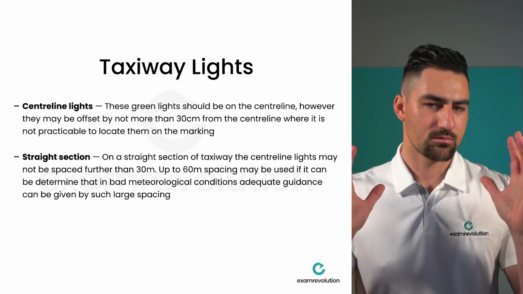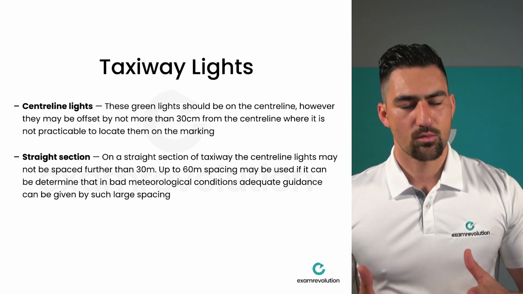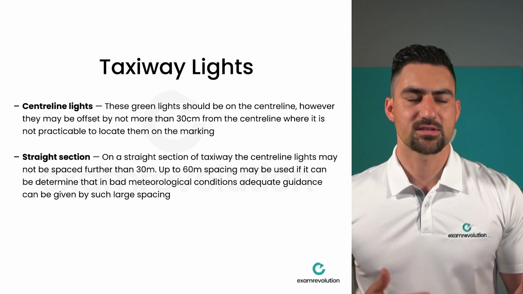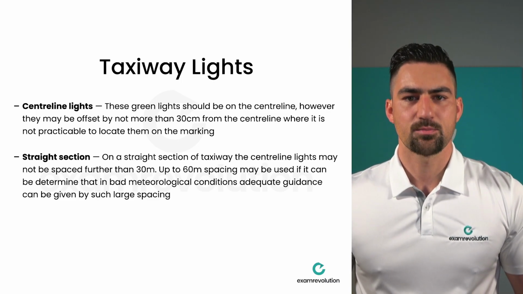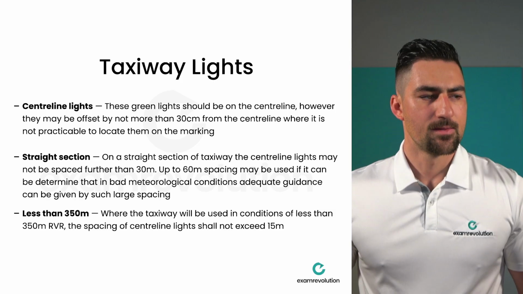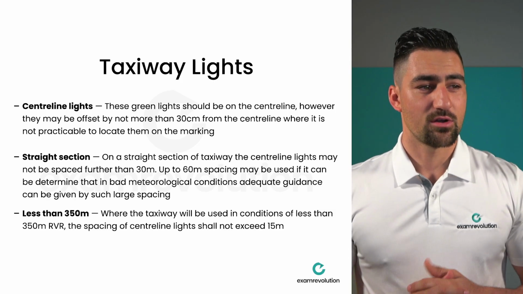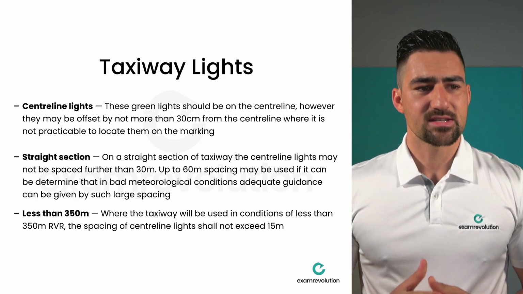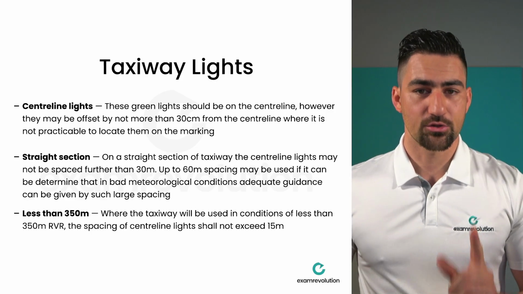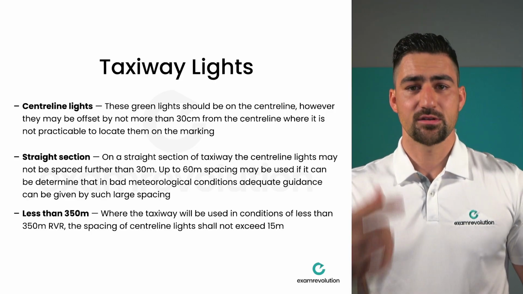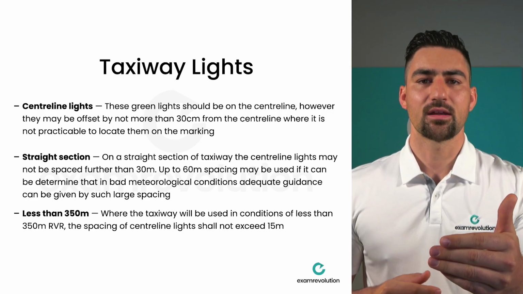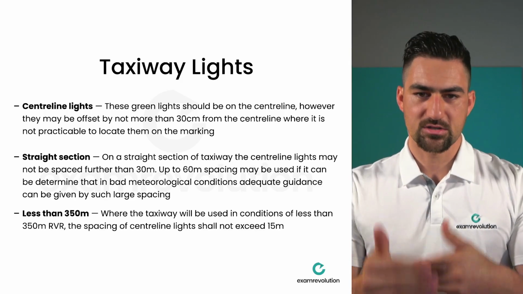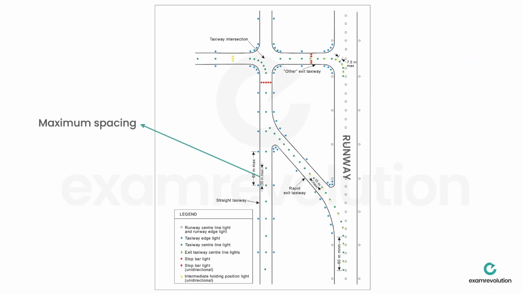So it's all about the airport specifics. What does the weather look like? They test it to see, will 60 meters work or will it not work? And then they decide how they are going to space the lights in a straight section. And then in less than 350 meters RVR, where the taxiway will be used in conditions of less than that, the spacing of the centerline lights on the taxiway shall not exceed 15 meters. You obviously don't want a pilot to see a light and then, with visibility that poor, he cannot even see the next light. He must be able to see the centerline lights at all times.